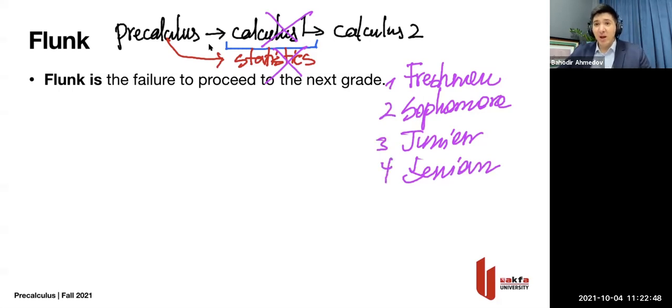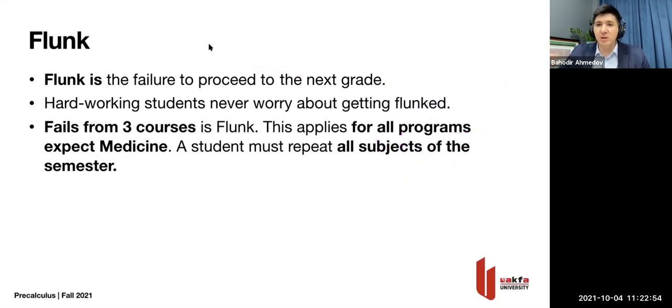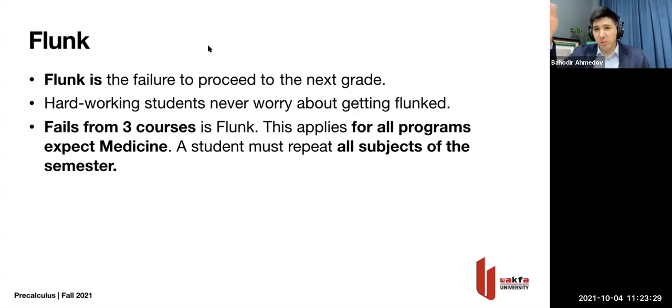Now you're a freshman. If you fail more than 3 courses, you are not going to proceed to the next level, to the next year. Instead, what you have to do is repeat all of the subjects in 1 semester. What does it mean? It means that in this semester, you're going to have 5 courses. You have pre-calculus, linear algebra, ICT tools and systems, English, and computer programming, 5 subjects.